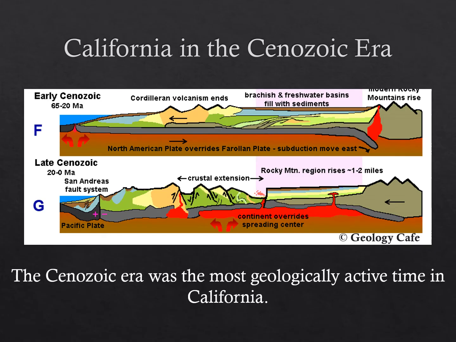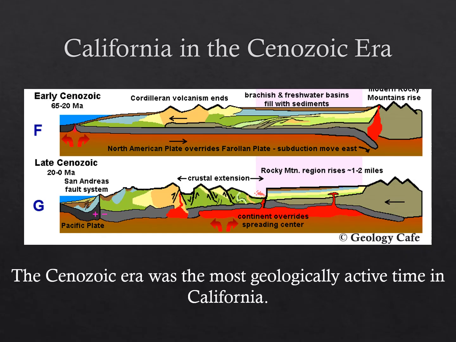The Cenozoic era was the most geologically active time in California. This slide shows diagrams of the ongoing subduction of the Farallon Plate, so it was still going on during the Cenozoic. It finally ended about 20 million years ago. So during the Miocene epoch of the Cenozoic era is when that process of subduction finally ended, and a lot of things began to happen to the North American continent during that time.